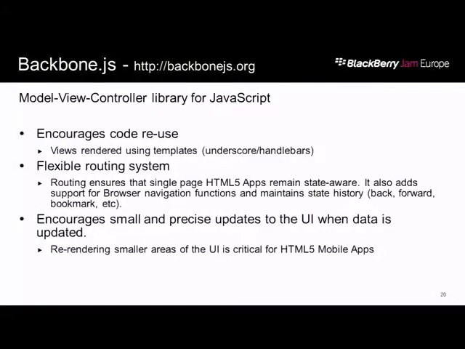It has a flexible routing system. Now, I'm not sure if you guys know, but when you're building a single page HTML5 application, it becomes a little tough to keep track of where the user is within the application. So you'd like to have something that can handle a lot of this for you, and that's exactly one of the things that Backbone.js does. It maintains state using the browser's history. So you can have back and forward buttons using a standard mobile HTML5 application, and it'll handle all that.